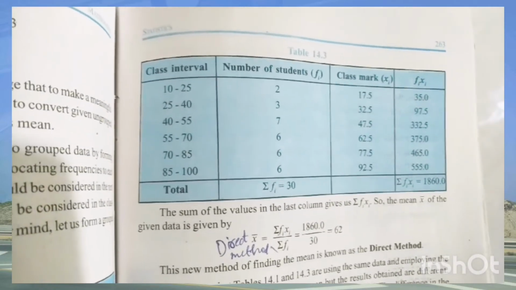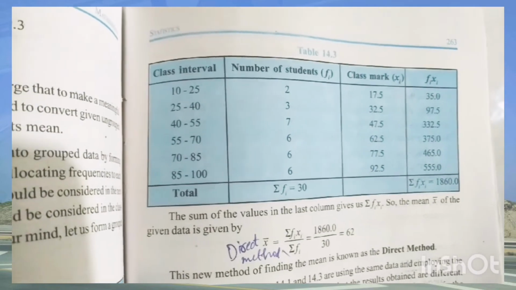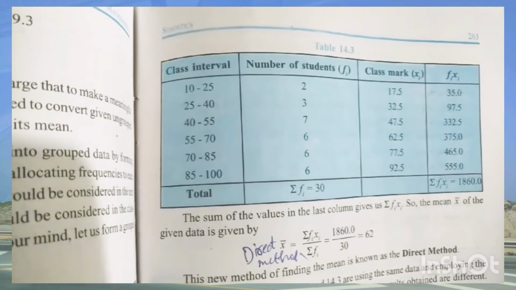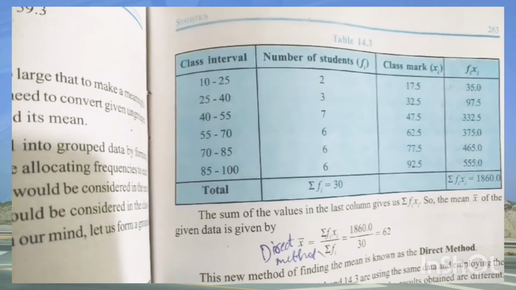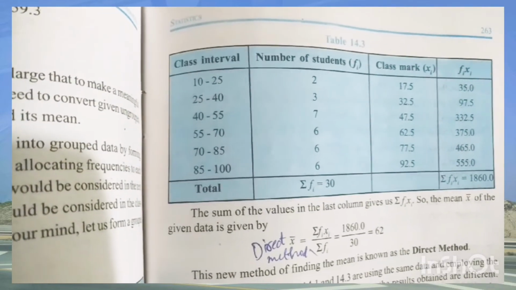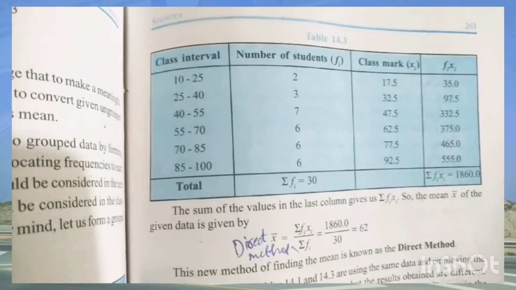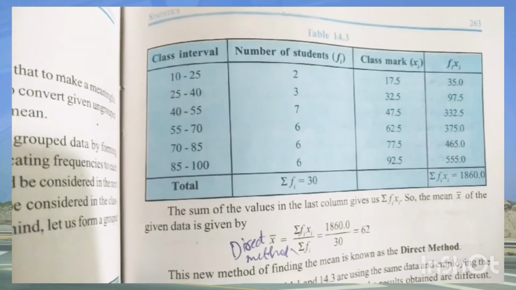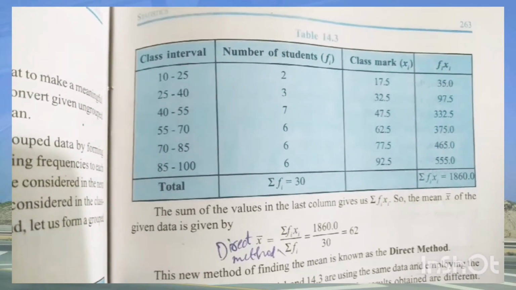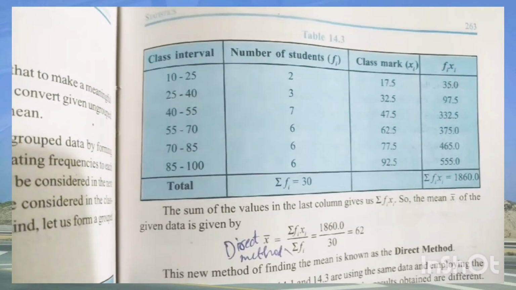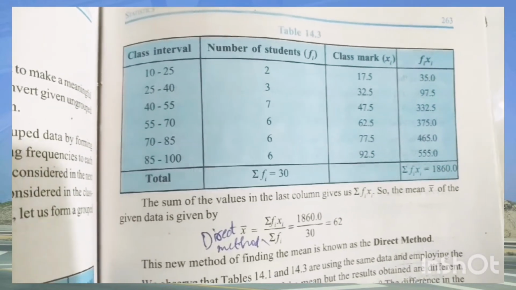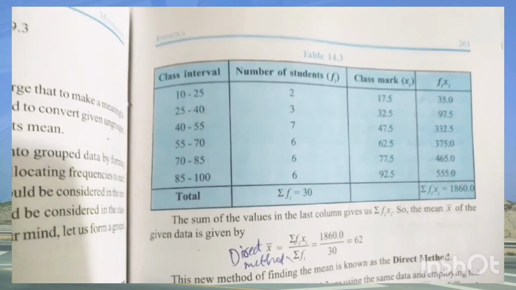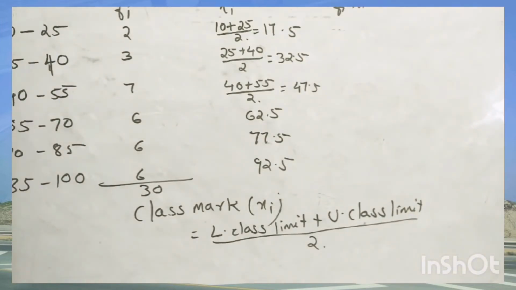Xi we got, then fi xi, just multiply that. 2 into 17.5, that we will get as 35. 3 into 32.5, 97.5. 7 into 47.5, that is 332.5. 6 into 62.5, that is 375.0. 6 into 77.5, that is 465. And 6 into 92.5, that is 555. And just add all the values in that column, that we will get as 1860. And summation fi already we know, that is 30.